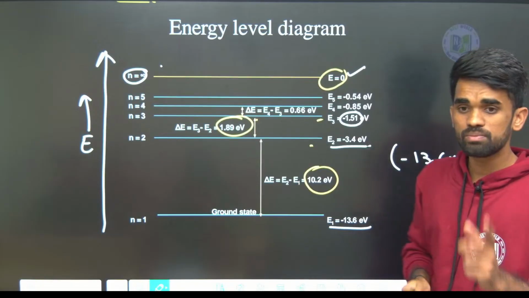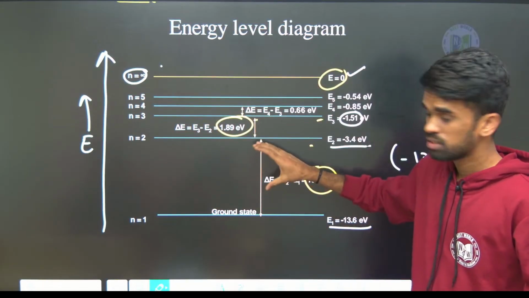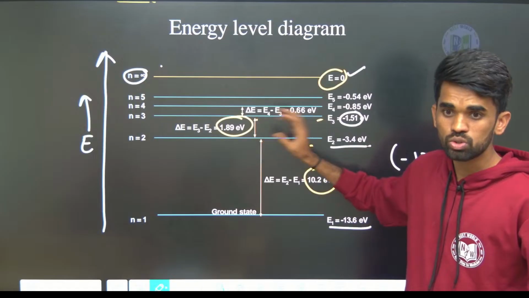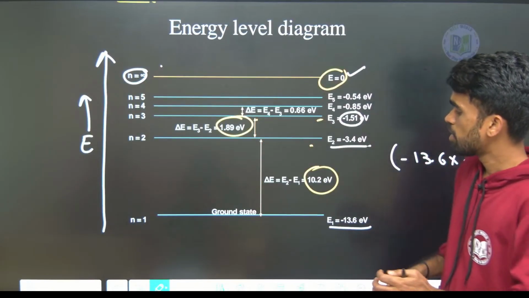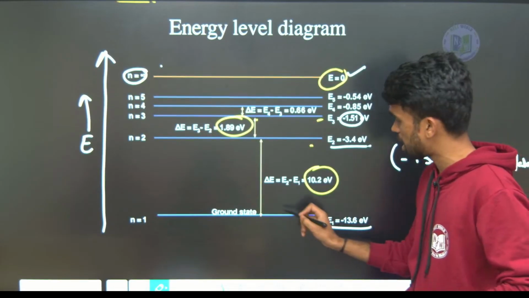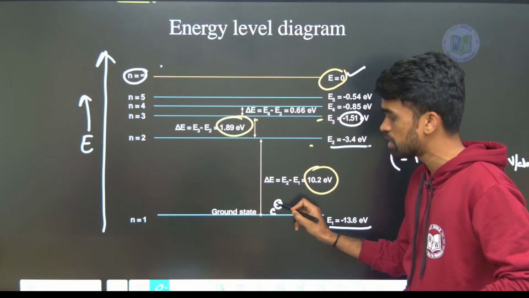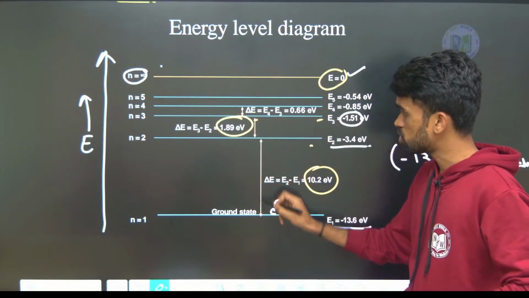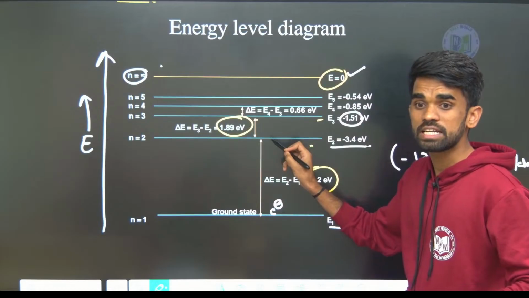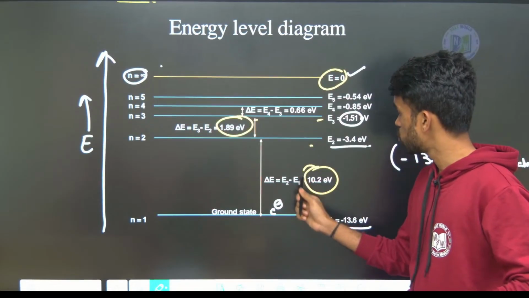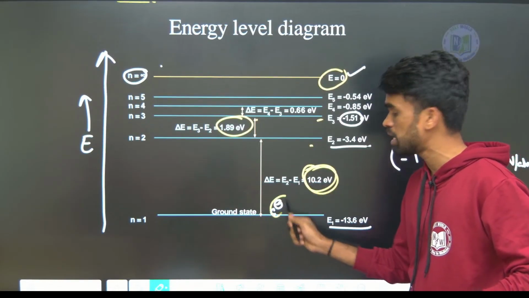So the maximum energy gap will be seen between n equals 1 and 2. It means that to excite an electron from the ground state to the first excited state, how much energy is required? 10.2 electron volt of energy should be supplied.